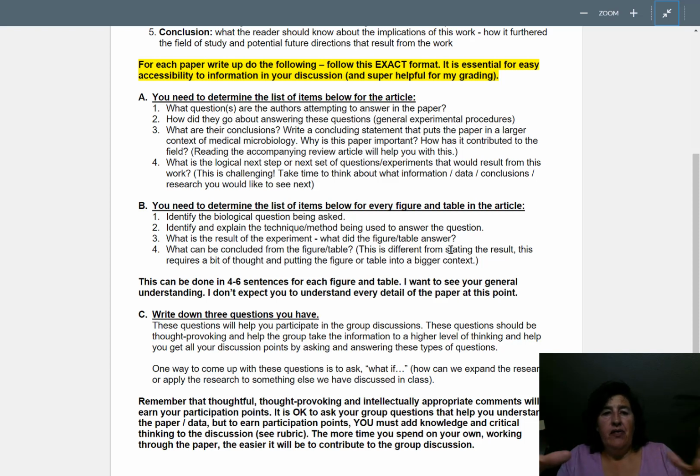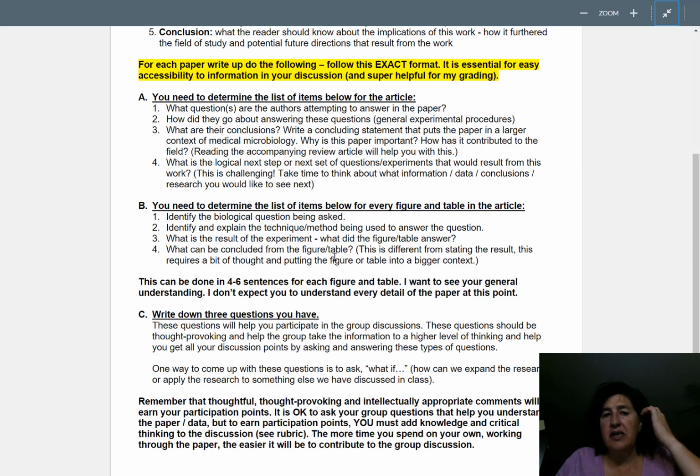You can do this in about 4 to 6 sentences. I'm not asking for major writing, but I want to see that you know what's going on as best you can. Again, I don't expect you to understand every detail, but this is where you come up with questions. I've had students write these and then write, like in red, questions they had, which is a great way to help them participate in class discussion, right? Because, hey, I got this, but I still don't understand this.